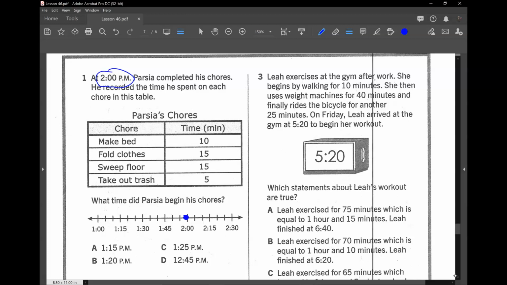Okay, so he made his bed. It took him 10 minutes. So if I look at my number line here, there's 5, 10, 15. So there's 15 minutes between each of the times. So each line is 5 minutes.